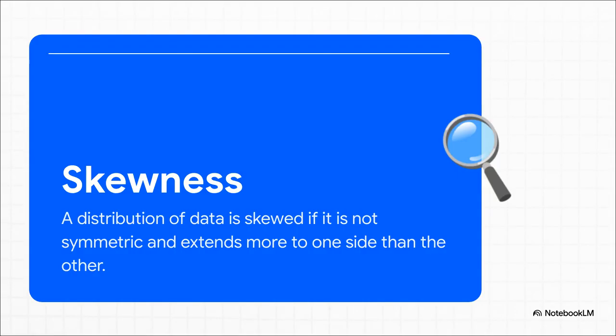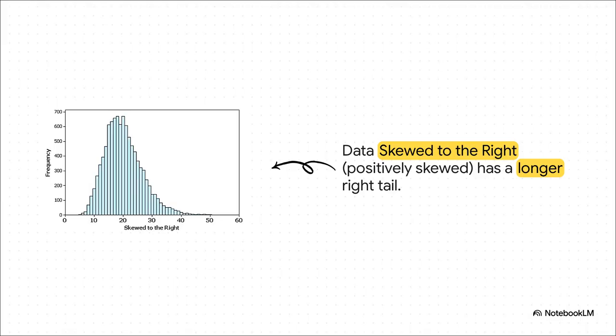But of course, not everything is perfectly symmetrical, right? So, what happens when the data is lopsided? Well, that's where this idea of skewness comes in. A skewed distribution is just one that isn't symmetric and has a long tail that stretches out more to one side than the other. So here's a great example of what we call skewed to the right. See how most of the data is piled up on the left side, but then you've got this long tail of values stretching way out to the right.